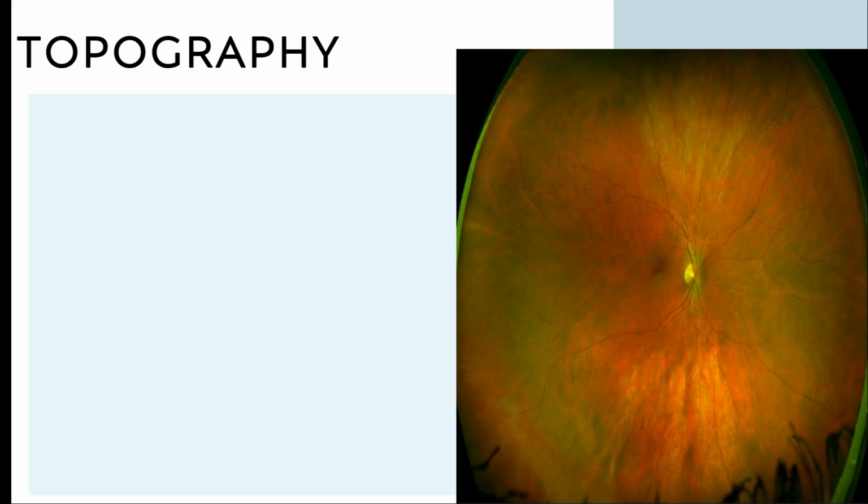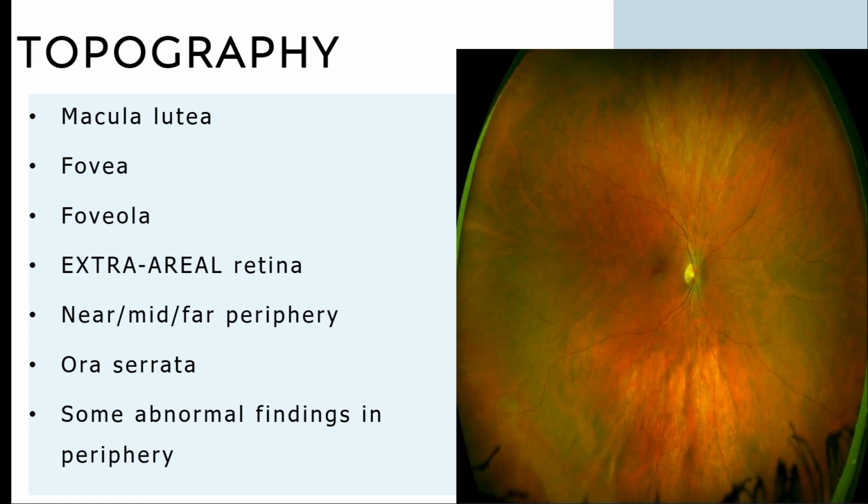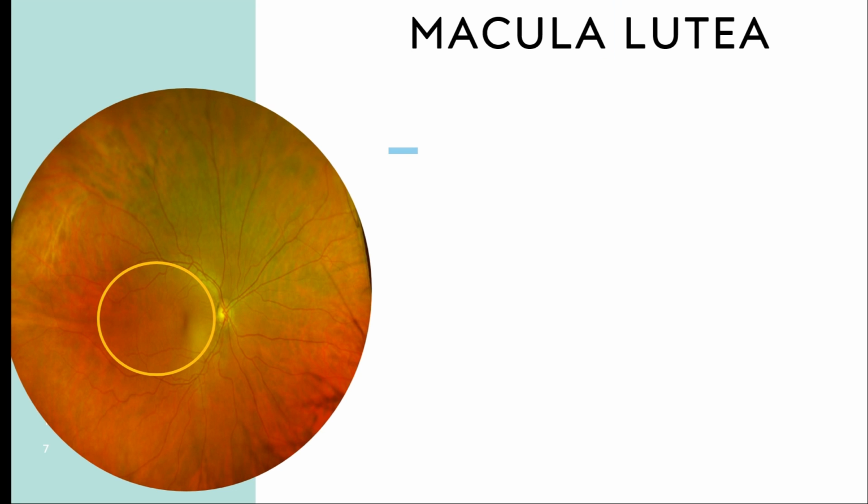In this video, we shall be focusing on the topography of the retina, where we shall talk about what is meant by macula lutea, what is fovea, what is foveola, what is meant by the perifovea, parafoveal region, what is extra-areal retina, what is near, mid, far periphery. Specifically, we will talk about the ora serrata and also some findings which we see in the peripheral area of the retina. Now, the first thing that we'll talk about is the macula lutea.